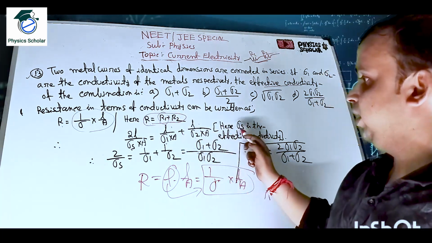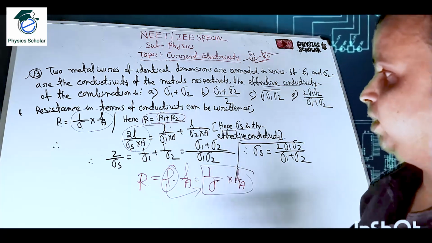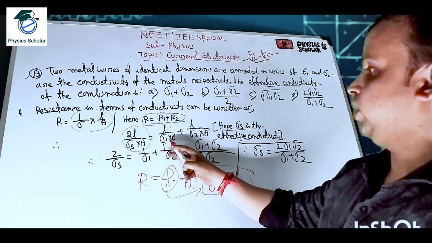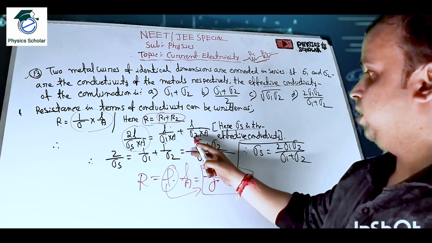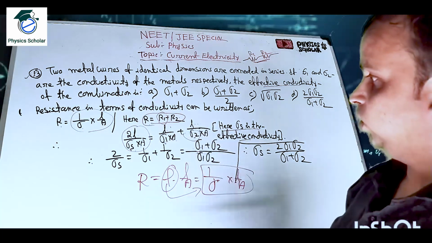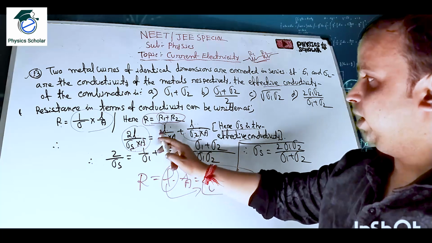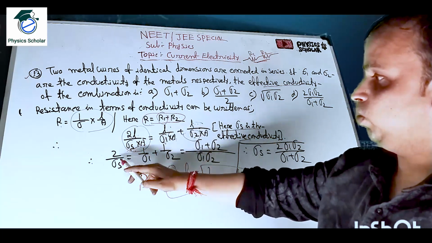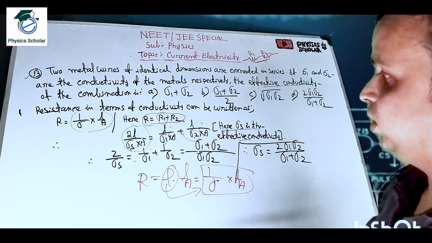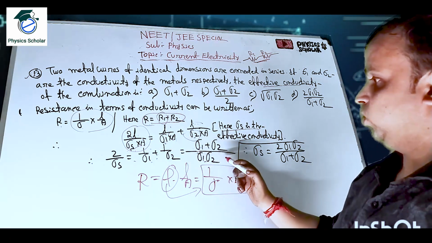So here we are writing R is equal to 2L by sigma S into A, which equals L by sigma 1 into A plus L by sigma 2 into A. Here L by A will be cancelled on all sides. So 2 by sigma S is equal to 1 by sigma 1 plus 1 by sigma 2. Clear? Taking the LCM, sigma 1 into sigma 2, it becomes sigma 1 plus sigma 2 over sigma 1 sigma 2. Clear?